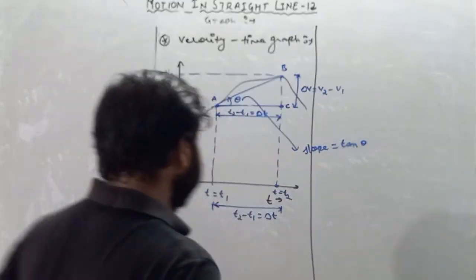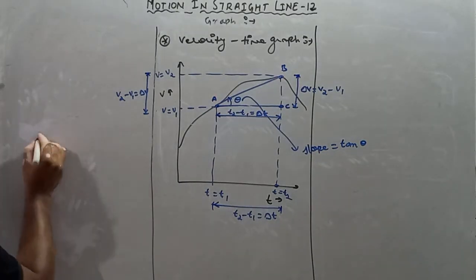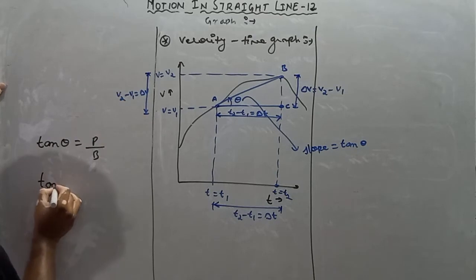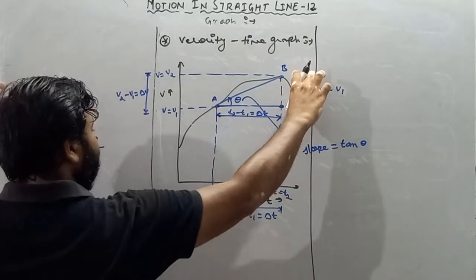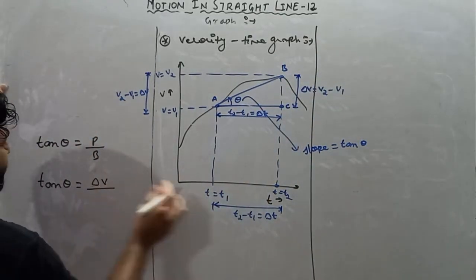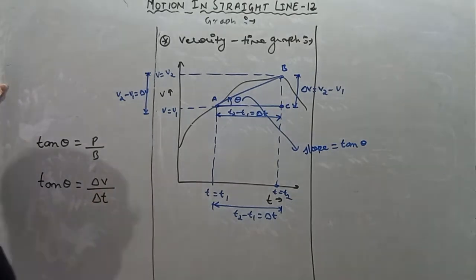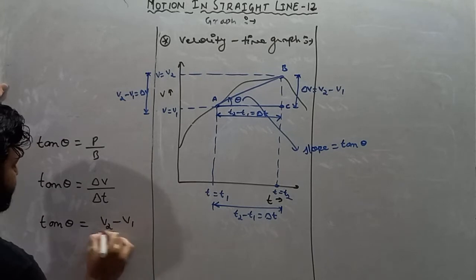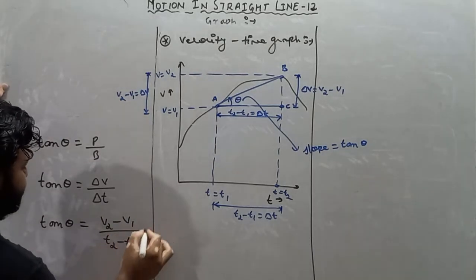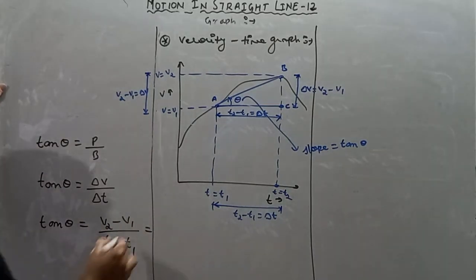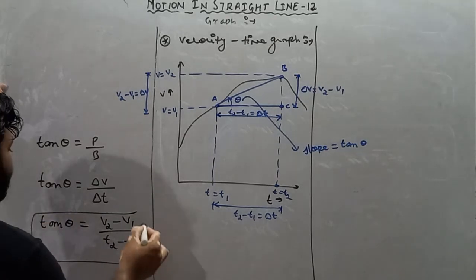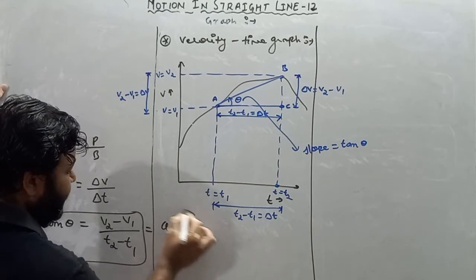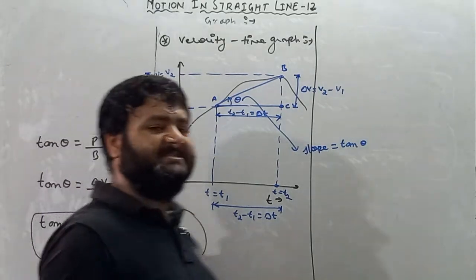Moving forward, we know that tan theta is nothing but perpendicular upon base. So tan theta is equal to perpendicular, which is change in velocity, upon base, which is change in time. So tan theta will be written as v2 minus v1 upon t2 minus t1. v2 minus v1 means change in velocity from time t1 to t2, which is nothing but average acceleration.